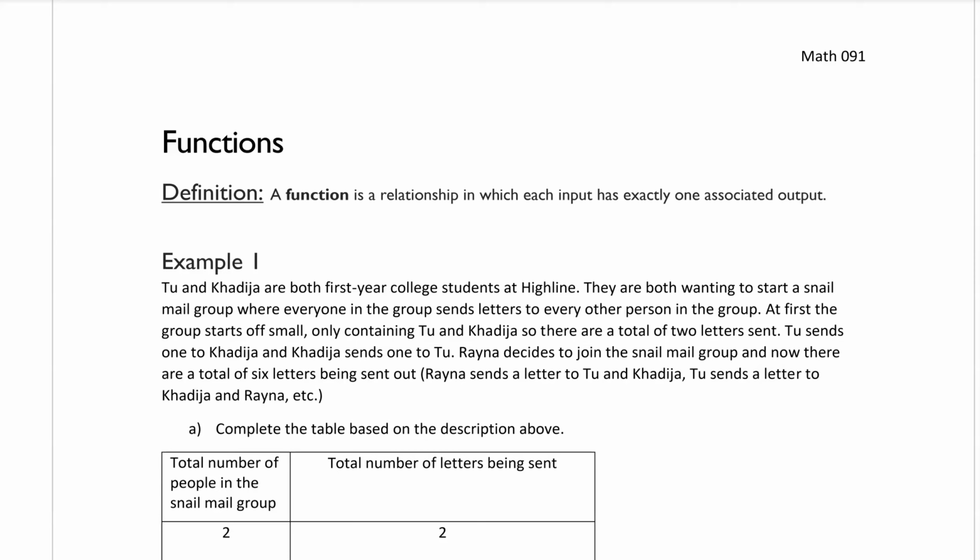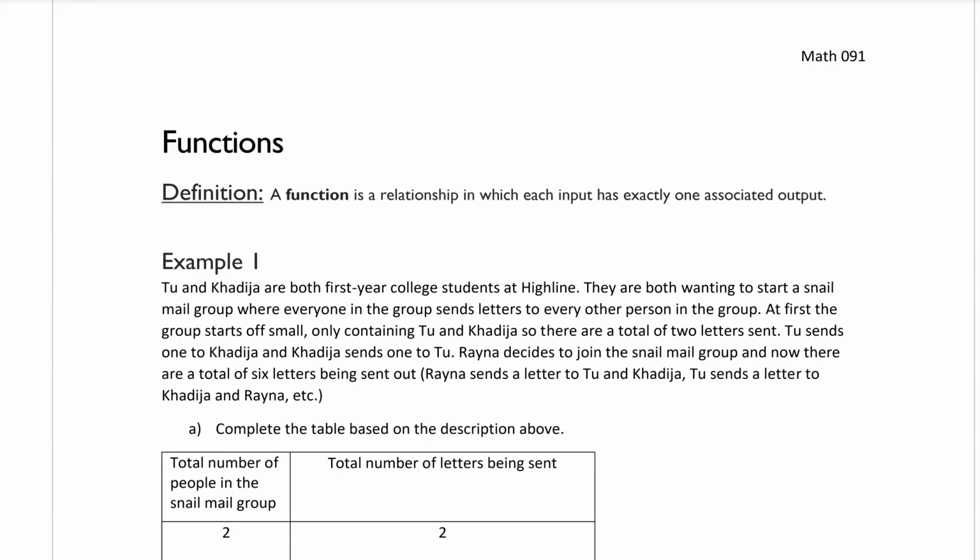It says Tu and Khadija are both first-year college students at Highline. They are both wanting to start a snail mail group where everyone in the group sends letters to every other person in the group. At first, the group starts off small, only containing Tu and Khadija, so there are a total of 2 letters sent. Tu sends one to Khadija, and Khadija sends one to Tu.